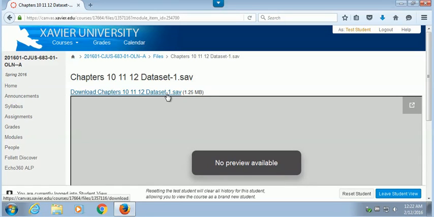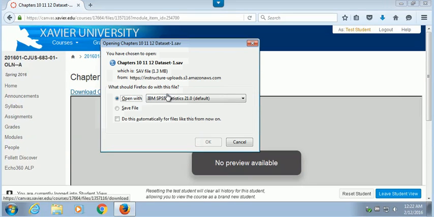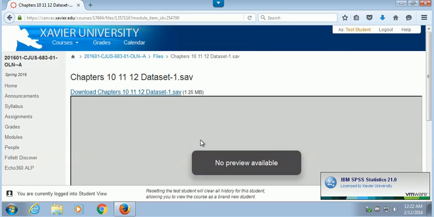Again, make sure you're in the virtual desktop. If you're not in the virtual desktop and you don't have SPSS on your personal computer, this won't work. So make sure you're in the virtual desktop as you go to Canvas, and then you can hit that .sav link, and we can wait for SPSS to load.